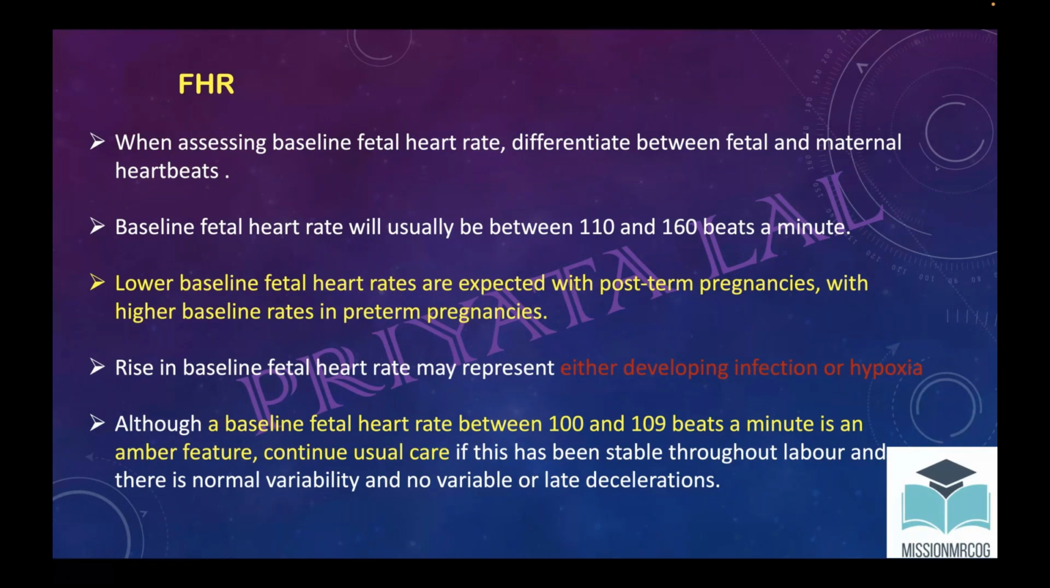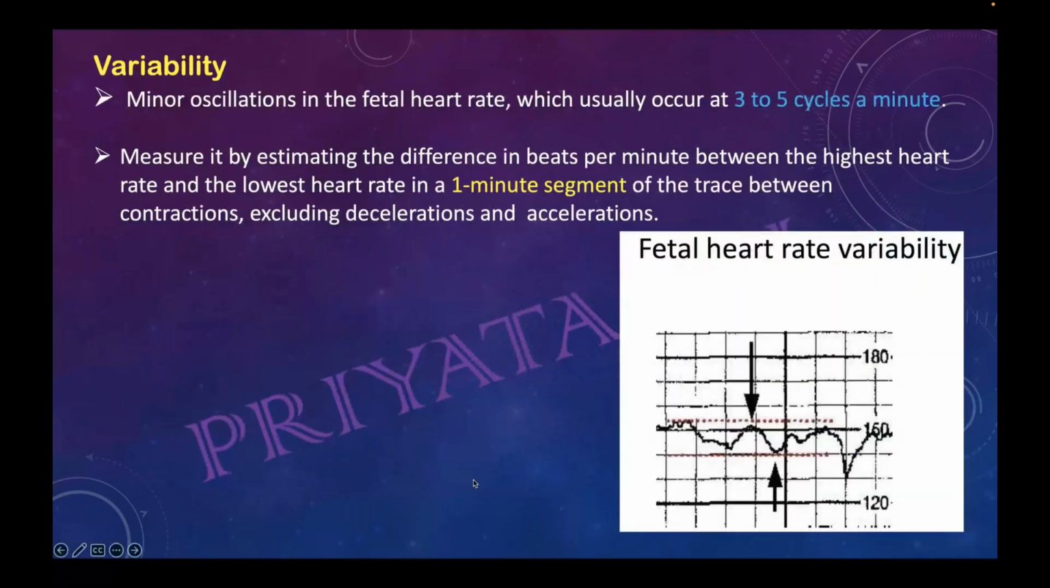So what is this variability? These oscillations in the fetal heart rate are called variability. Usually they occur 3 to 5 in 1 minute. If it is a 1 minute trace, usually 3 to 5 oscillations will be there.